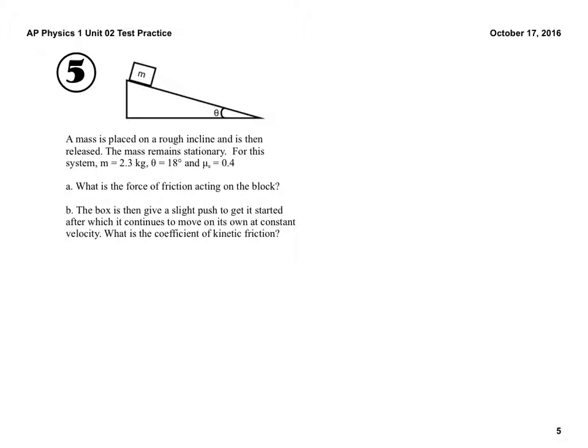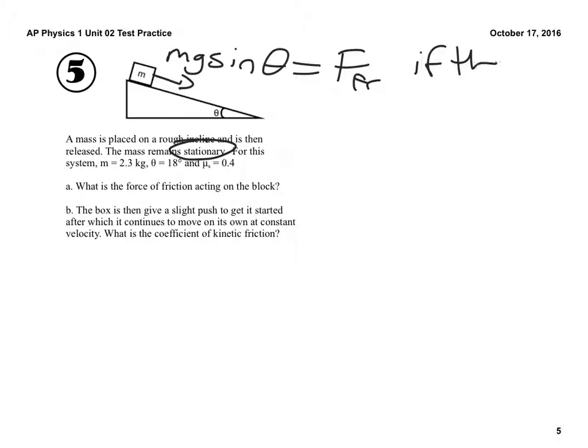So this part A is sort of what I was talking about with that first problem, where the force of friction is not the actual maximum force of friction. So it tells us that the block remains stationary. So really we need to find what force is trying to pull down the ramp. We need to find this force. Remember, that's mg sine theta. And that is going to equal our force of friction if the block doesn't move.